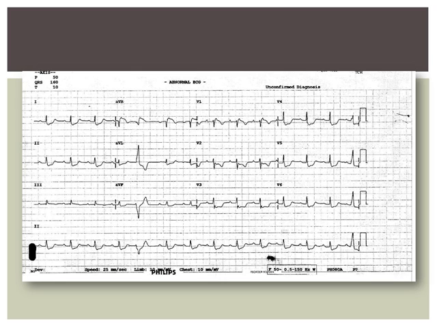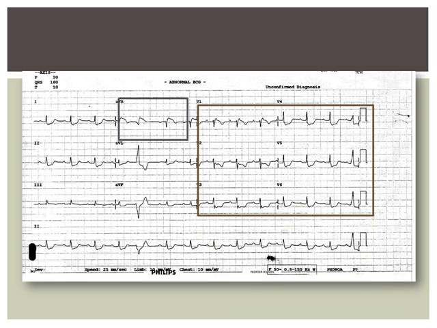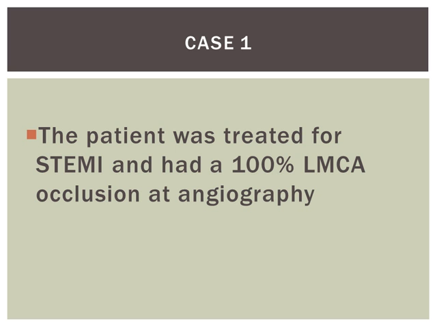If we look carefully, you can see there's obviously a ventricular ectopic beat at beat number 5. But there is a whole lot of ST depression that goes from V2 through to V6. And then there's this elevation of the ST segment in aVR, which is greater than the elevation next door in V1. So the patient was treated for a STEMI and had 100% left main coronary artery occlusion at angiography.